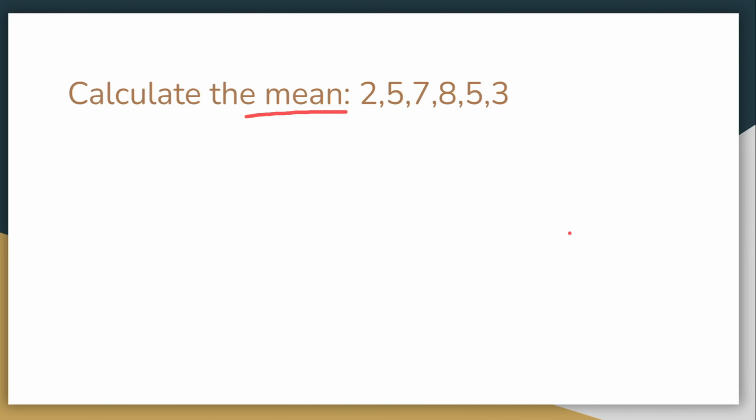The first step is to add all the values that you're given. So we're going to do 2 plus 5 plus 7 plus 8 plus 5 and 3. Once we do that, you're going to get an answer of 30. Now we're going to count how many values there are. There's 1, 2, 3, 4, 5, 6 values. So we're going to do 30 divided by 6, which is 5. So the mean is 5, and it's that simple.